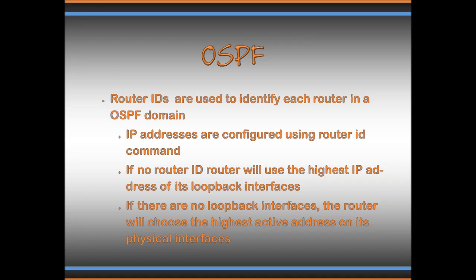In OSPF, router IDs are used to identify each router in an OSPF domain. These are IP addresses which are configured using the router ID command. If no router ID is configured, the router will use the highest active IP address of its loopback interfaces. If there are no loopback interfaces configured, the router will then choose the highest active IP address on its physical interfaces to use as its router ID.